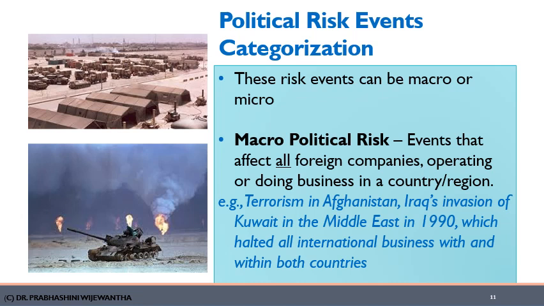So now we have discussed a considerable number of political risk events faced by global organizations or foreign companies while they operate in foreign locations. And these political risk events can be theoretically categorized into two categories. They can be categorized as macro political risk events and micro political risk events. That's why we say these risk events can be macro or micro.